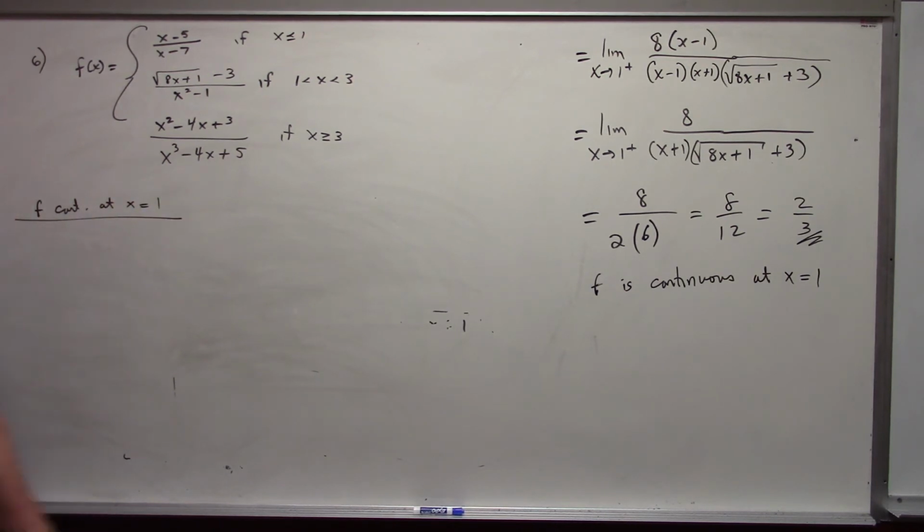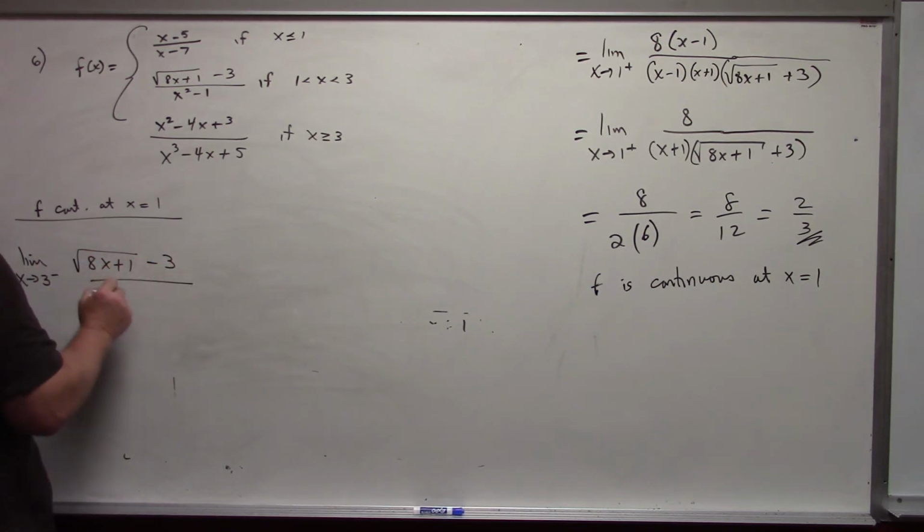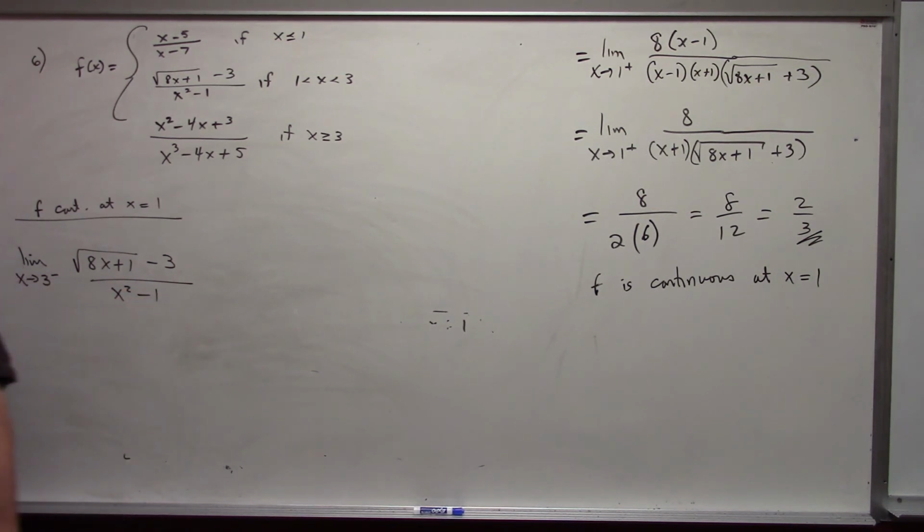Now let's consider x equal 3. And then we have to do exactly the same deal. The limit as x approaches 3 from the left. Now I'm dealing with values that are less than 3, and I'm using the middle rule. Square root of 8x plus 1 minus 3 over x squared minus 1. In this case, this is not indeterminate, however. So we can just go ahead and evaluate it as it is. This becomes 5 minus 3, which is 2, over 9 minus 1, which is 8, and so this becomes 1/4.